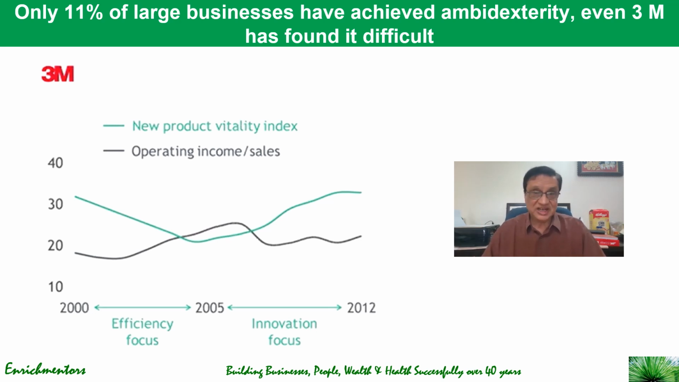In 2005, they realized that, and then they got into focusing on the new product vitality, and they increased their new product innovations, the contribution of business from the new products, but at the same time their operating income and sales stagnated. So it is a challenge even for a great innovating company like 3M.